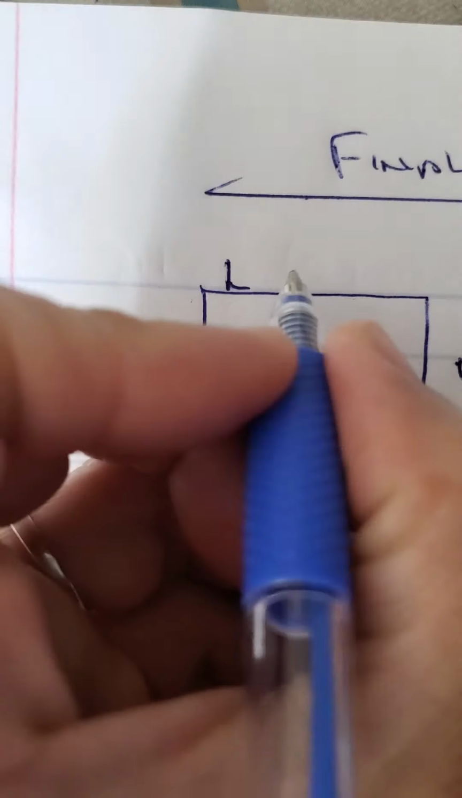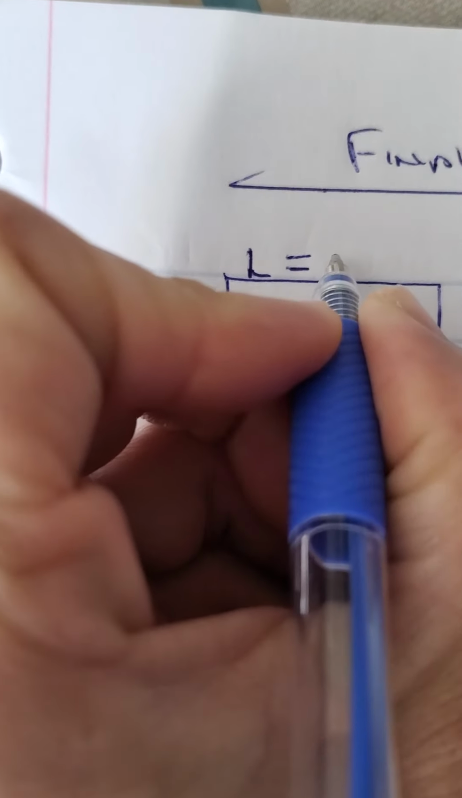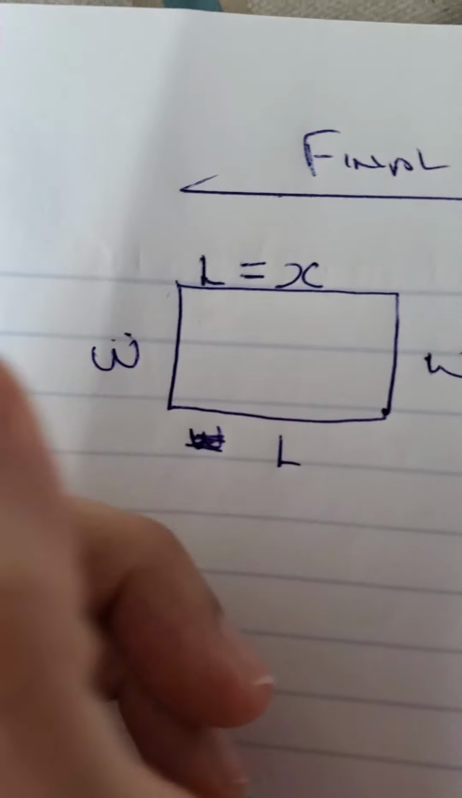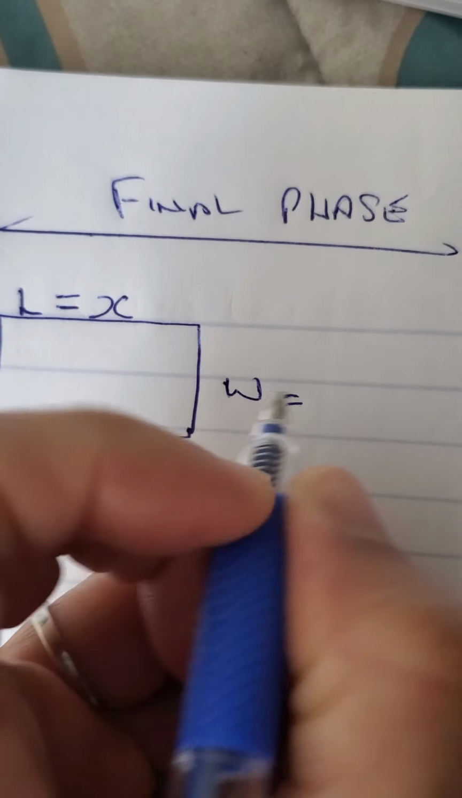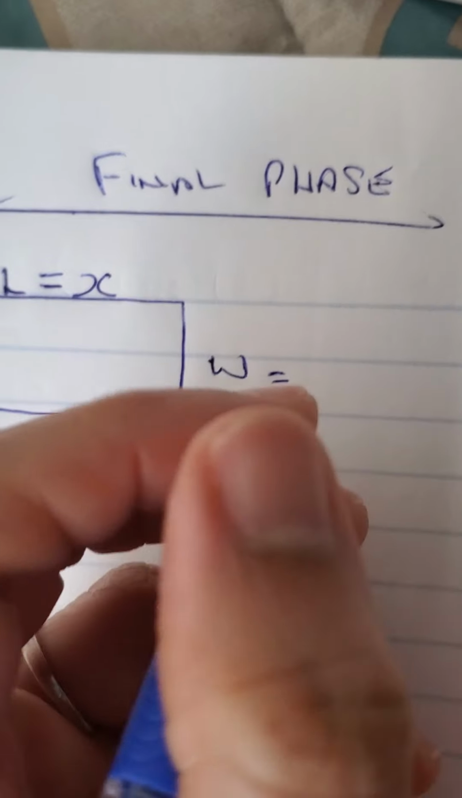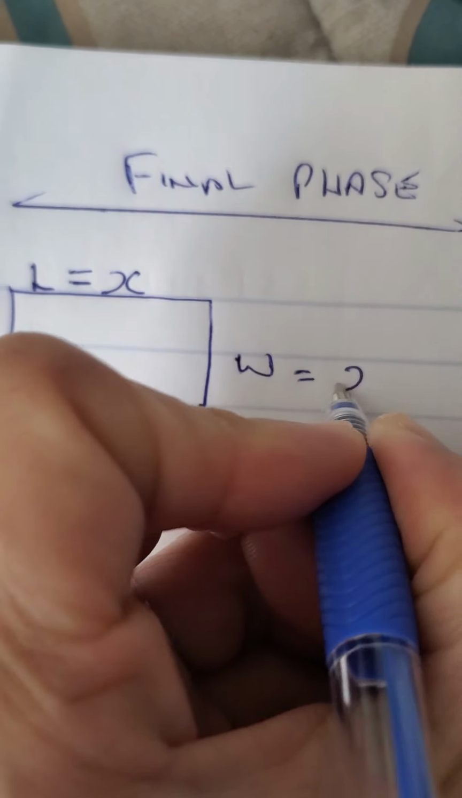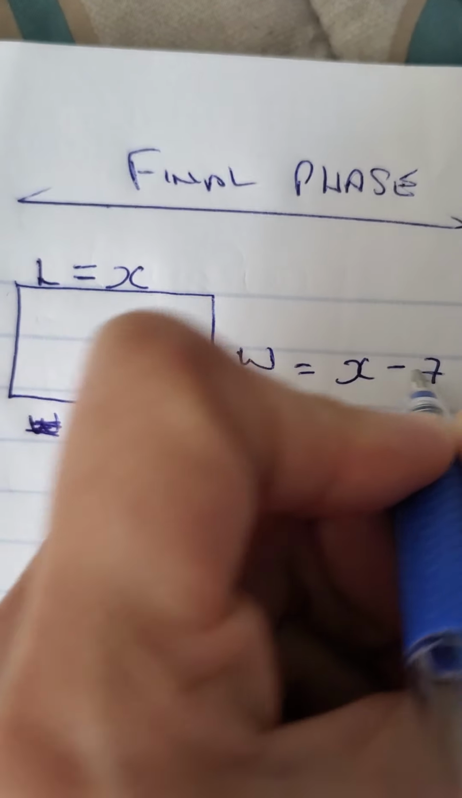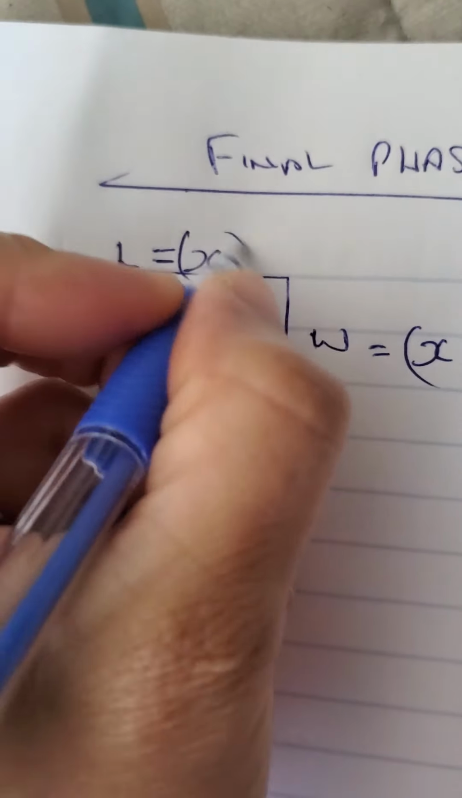So we don't know what the length is, but it's comparing the width with the length. So the length is our unknown, and the width is 7 inches less than its length. So this is the length minus 7. Here we have our 2 dimensions.